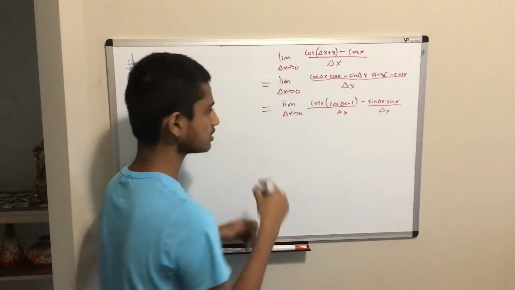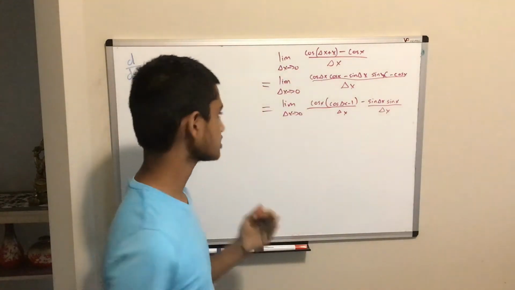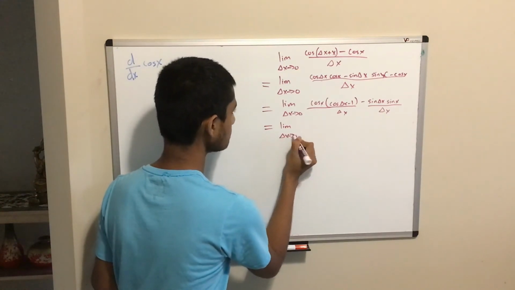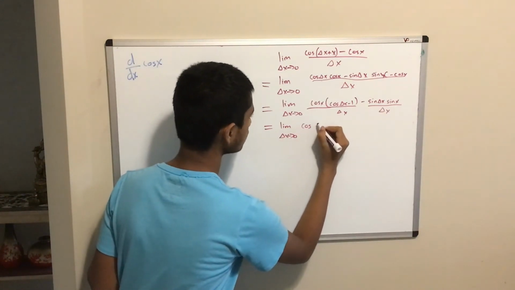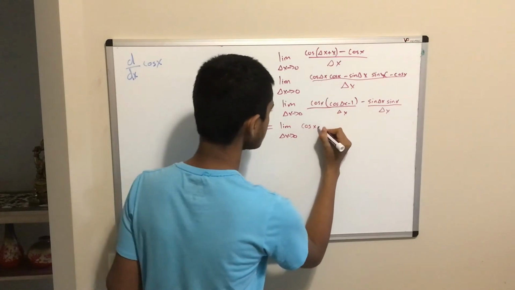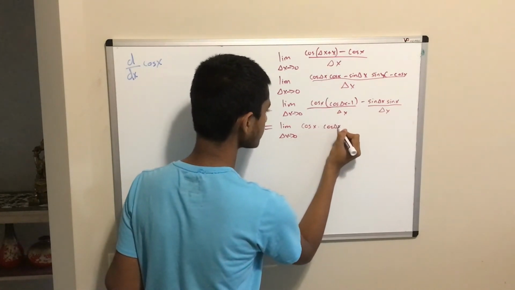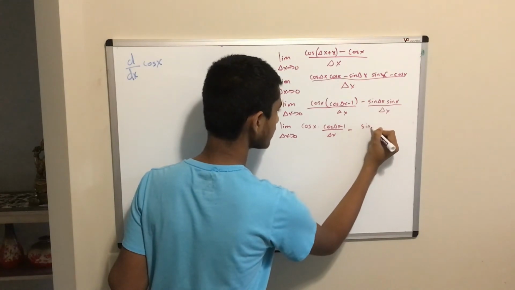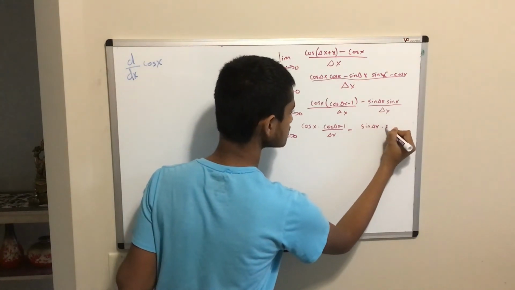And I can obviously break the fractions apart. Now I can do separate limits. And when I do that, that gives me the limit as delta x approaches 0 of cosine of x times (cosine of delta x minus 1) divided by delta x, minus sine of delta x times sine of x divided by delta x.